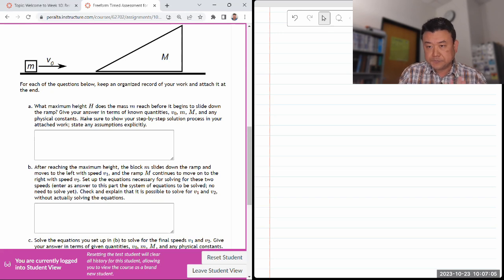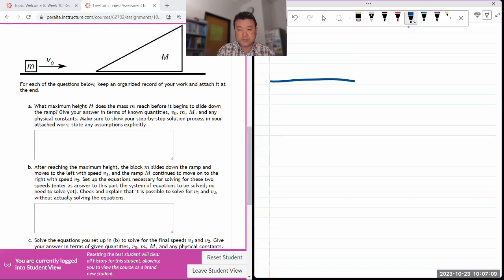So let me just sketch out the scenario. We are starting out with this setup where I have the ramp, which I'll take time to point out that its initial speed is 0. And I have the smaller block, which is moving at some initial speed of v0. And they are going to undergo what I would consider to be something like a collision.